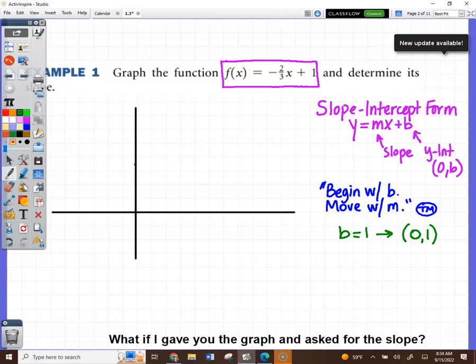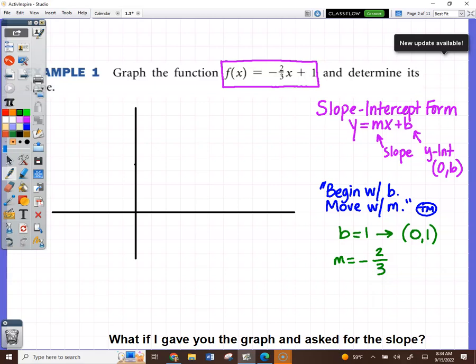B is 1, which translates to a point. So right there, looking at the equation, you already have 1 point on the graph. What's the slope? Okay. Look how the negative is written in the function. It's negative 2/3, right? All right.